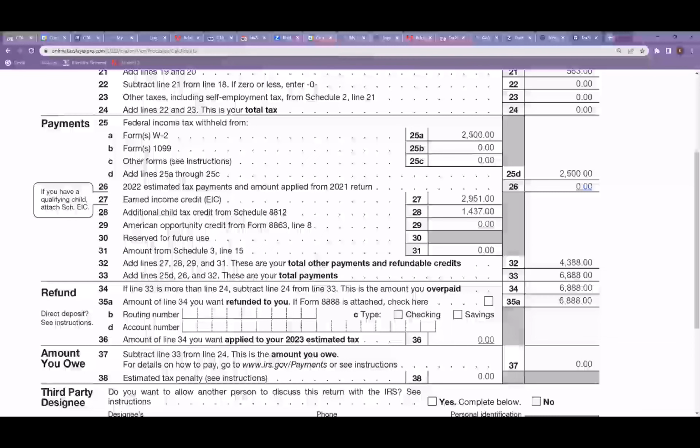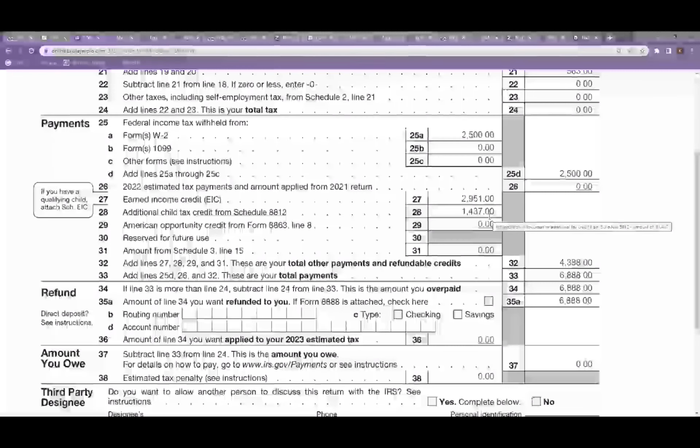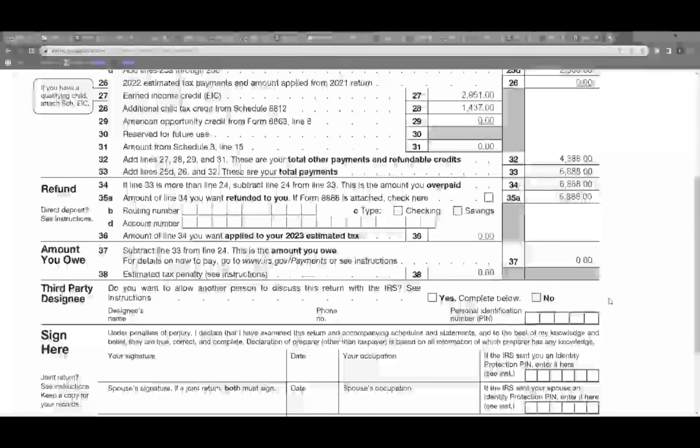Look at that earned income credit, almost $3,000. Okay, we have no tax on line 24. We have the W-2 withholdings. We have the earned income credit. We have the refundable portion of the child tax credit. That is how we're getting $6,888 being this person's refund. Very nice, right? That's it.